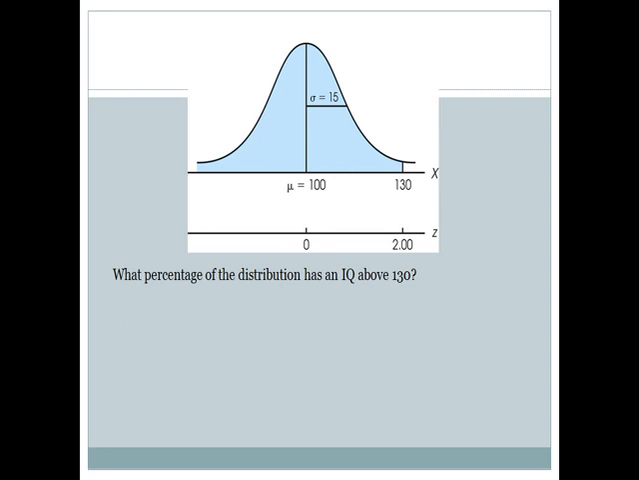We can convert the score of 130 using the equation from last chapter into a z-score of positive 2. We can look up a z-score of positive 2 in the unit normal table in the back of the book and find that in the tail of a z-score of positive 2 is about 2.3%. So 2.3% of this distribution has an IQ above 130.